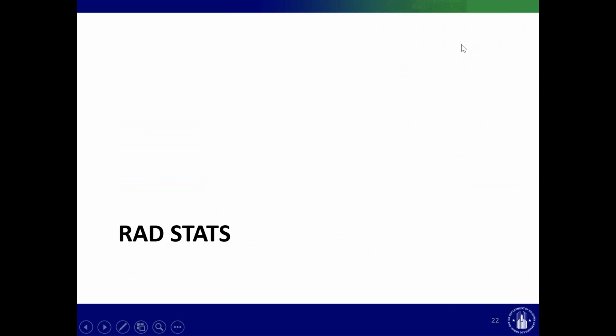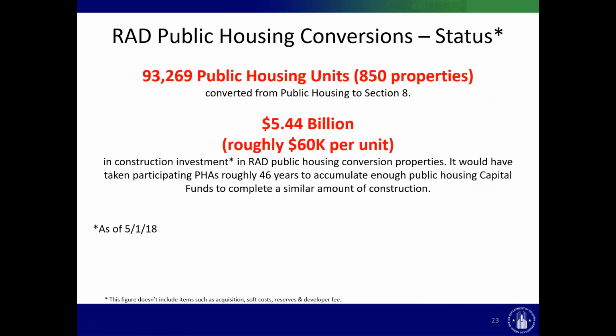Okay, so then we will wrap up with just a quick update on where we are with RAD today. We have over 93,000 public housing units that have been converted over the last 5 years, covering over 850 properties. These conversions have generated over $5.4 billion in new construction investment. This is net of acquisition costs and lawyer fees and other things. This is actual funding that's going towards the improvement of the properties. So this is something we're very proud of.